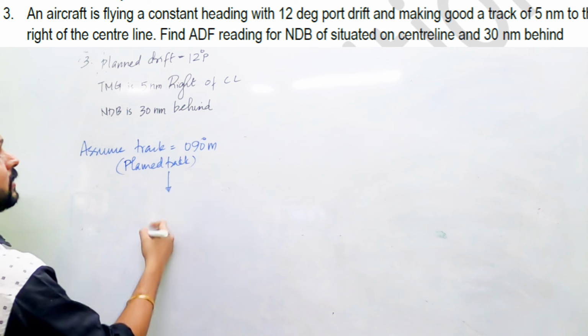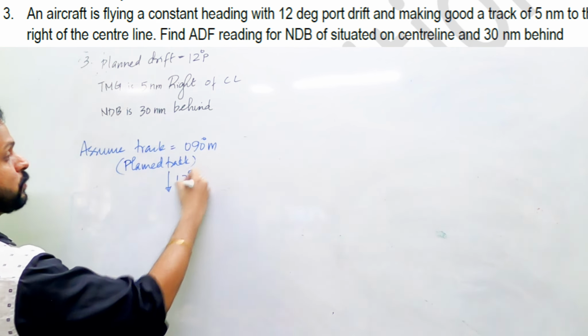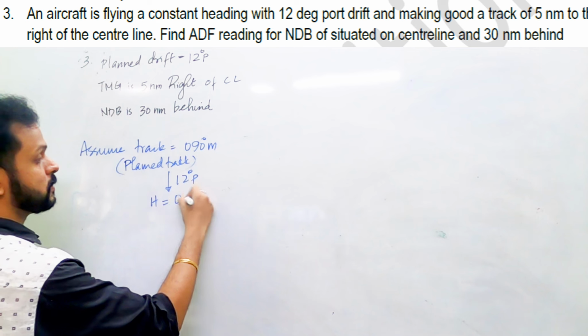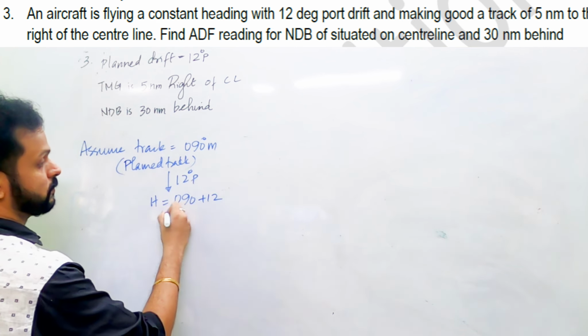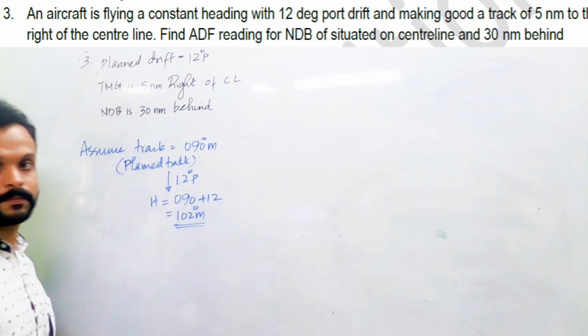And now, because I can apply the planned drift only to planned track, and the planned drift is 12 degrees port, therefore what is my heading? 12 degrees port means track is port of heading, therefore the heading is going to be 090 plus 12, which is 102.